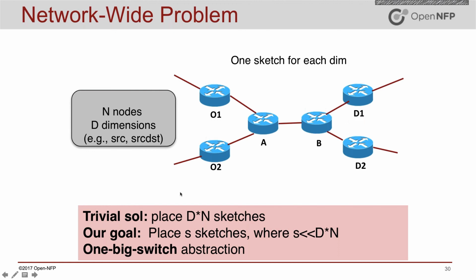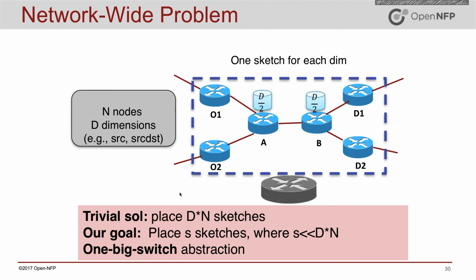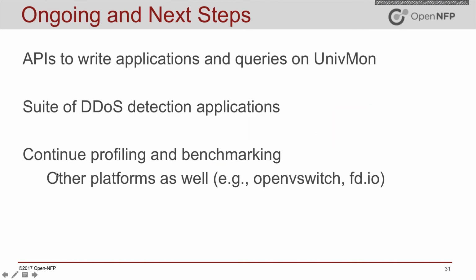We did come up with a solution where we use a clever way of coordinating the sketches across these different network-wide nodes and placing them intelligently to avoid duplication, such that we can provide this one big switch abstraction. Again, in the interest of time, I'm going to skip that, and I can point you to the Sekar paper that talks about that. Cool. So that's kind of what we did.